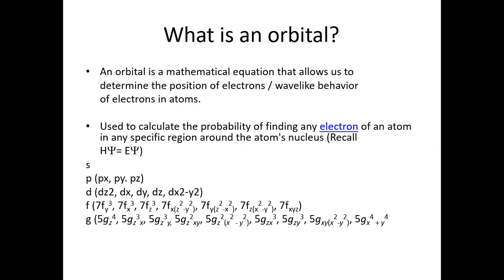All right. So an orbital is not real. It's an equation, and it helps us to determine the position of an electron in an atom. And it's also used to calculate the probability of finding any electron of an atom in a specific region around the nucleus, right? So if you remember from Chem, the whole Schrodinger equation, H psi equals E psi, all of that is dealing with calculating the probability of finding that electron.